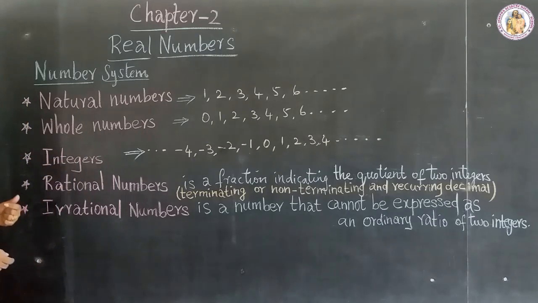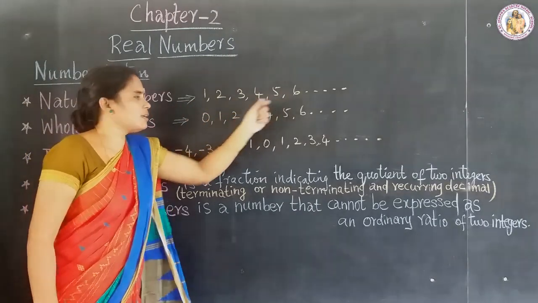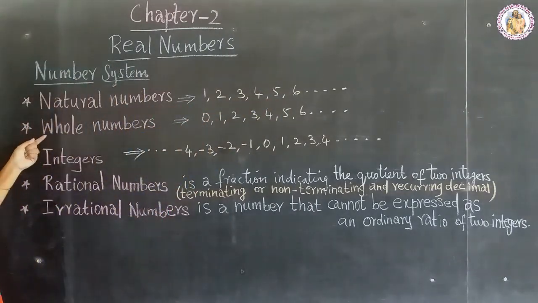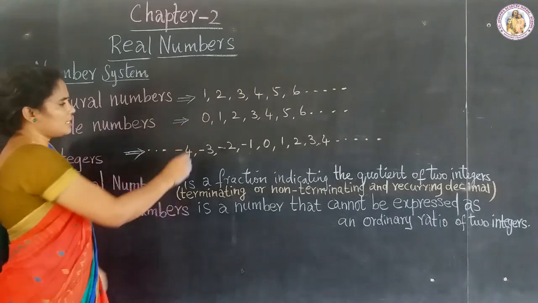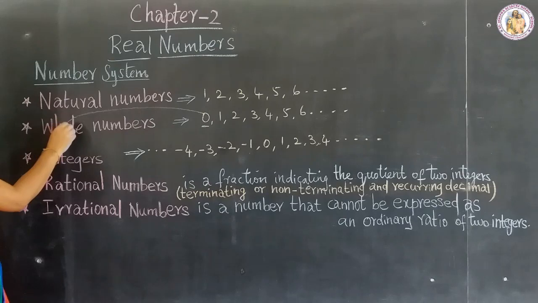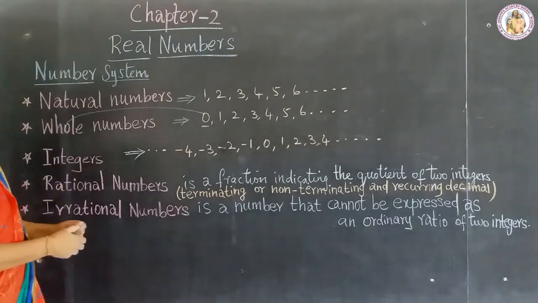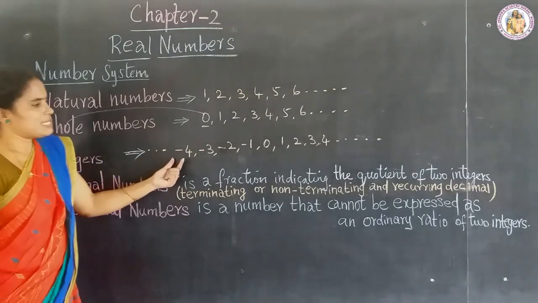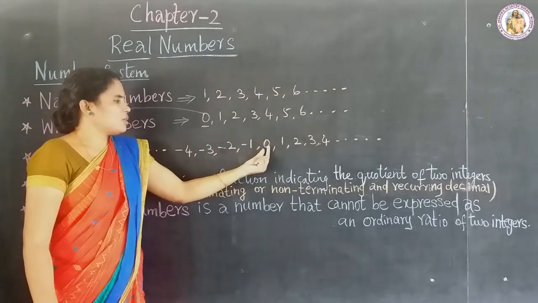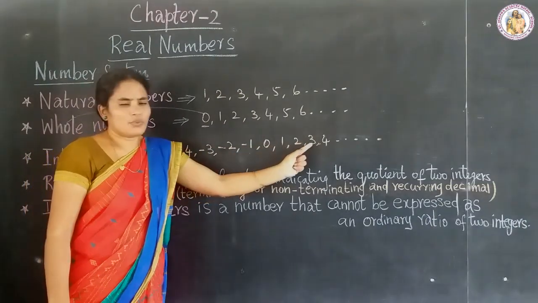Before going to real numbers, let us know the number system. First, as you know, natural numbers start from 1, 2, 3, 4, 5 as it goes on, and whole numbers 0, 1, 2, 3 start from 0. As I told you earlier, we have 0. So take 0, 1, 2, 3, 4, 5, 6, and integers, both plus and minus, that is 0, minus 1, 2, 3, 4 and 0, 1, 2, 3, 4.